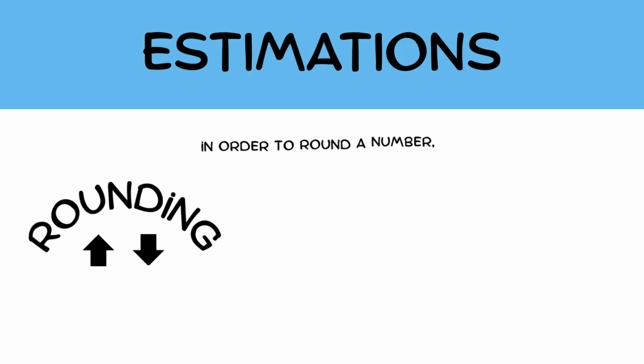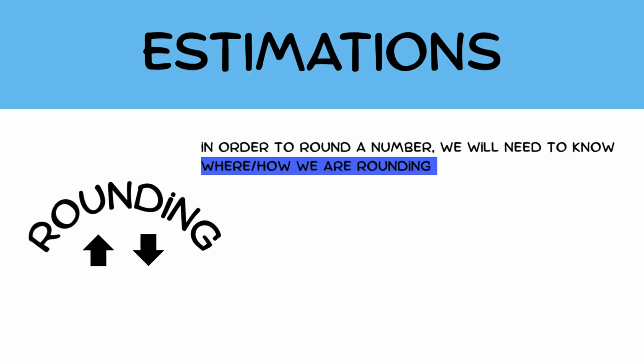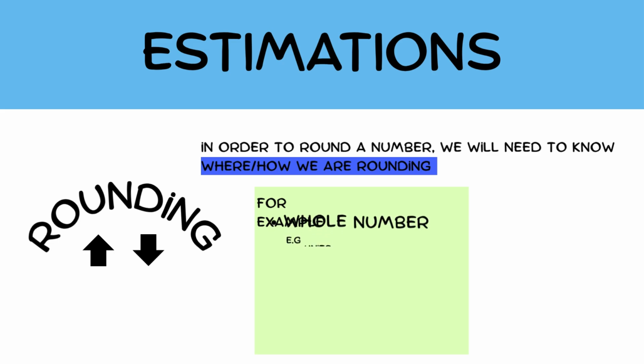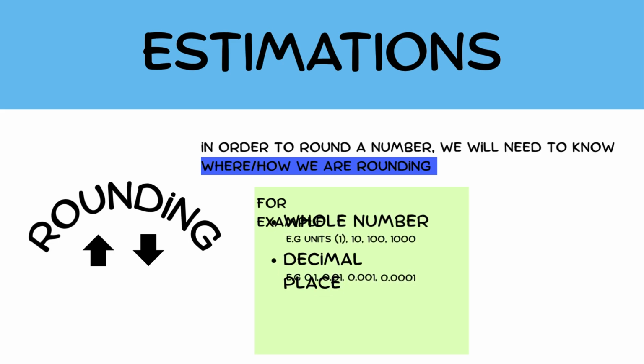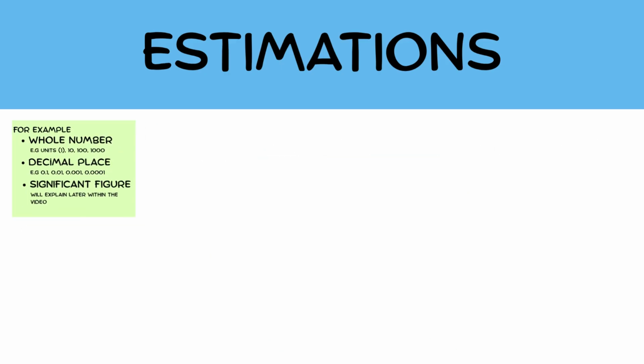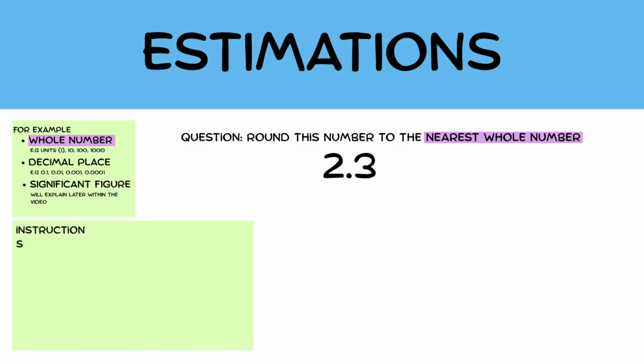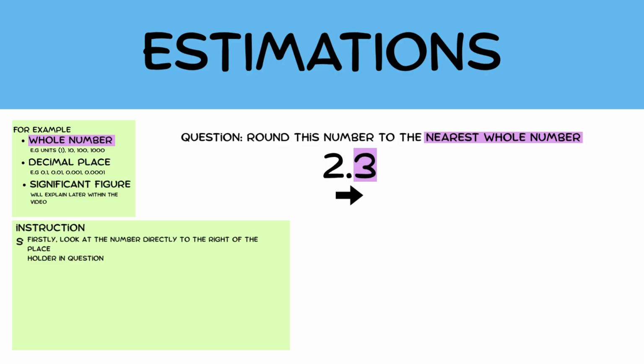However, in order to round, we need a value to round the number to. We could round to the nearest whole number, to one decimal place, or to the nearest significant figure, depending on what we want. Let's say we were given this number, and we wanted to round it to the nearest whole number. In order to round properly, you must look at the number to the right of the specific place in question, which, in this case, would be the 3.